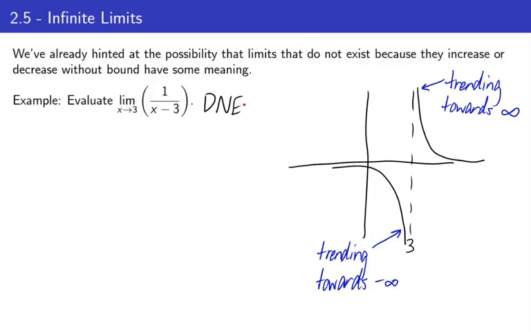We can say immediately this limit does not exist because the left and right hand limits appear to be doing something different. But it's right there. The graph is trending towards infinity and the graph is trending towards negative infinity. Let's see if we can work on this a little bit further.